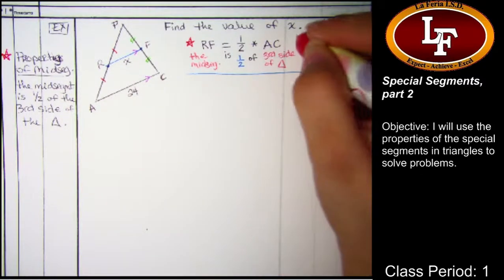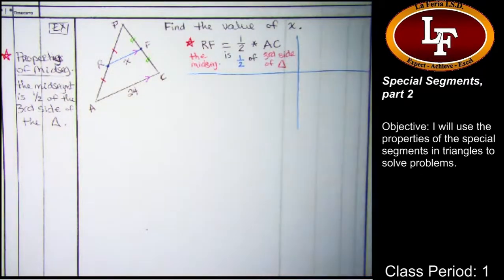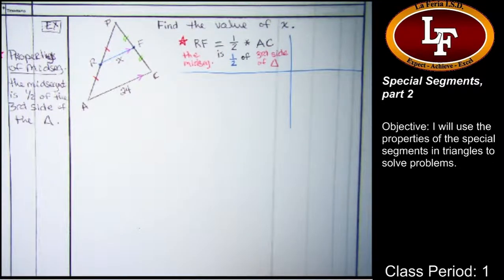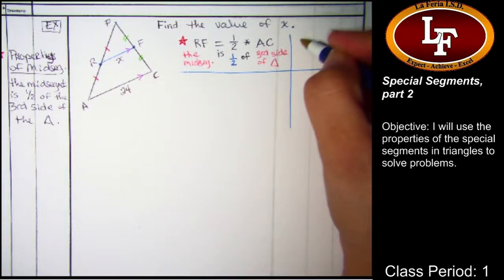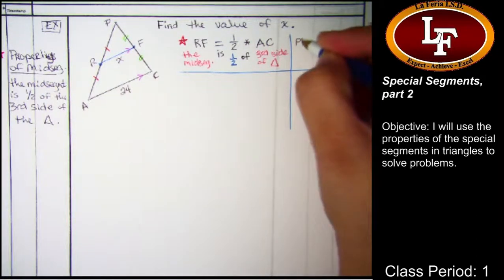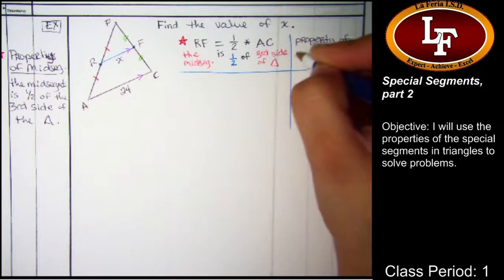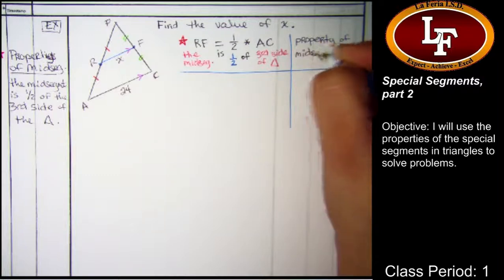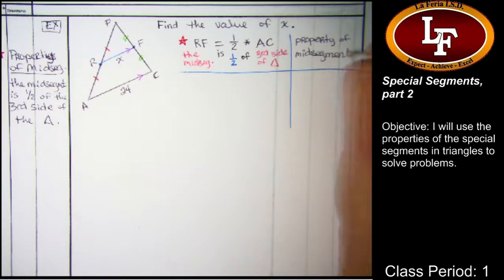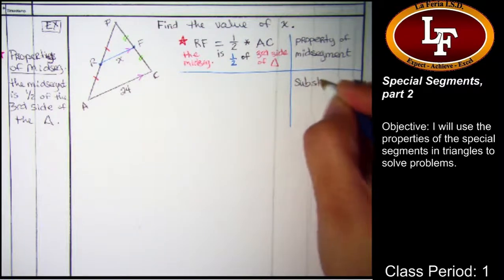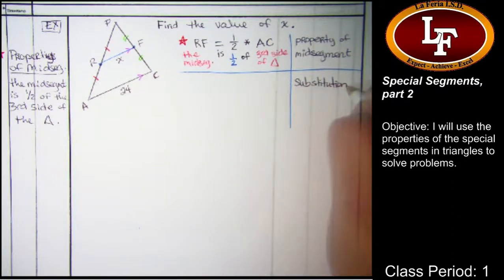All right, we're gonna do our statement and reasons bars. There we go. This was given to us. This is our property of midsegment. Property of midsegment. Right, and now we're going to do some substitution. Go for it. I'll give you a few seconds and then I will catch up.